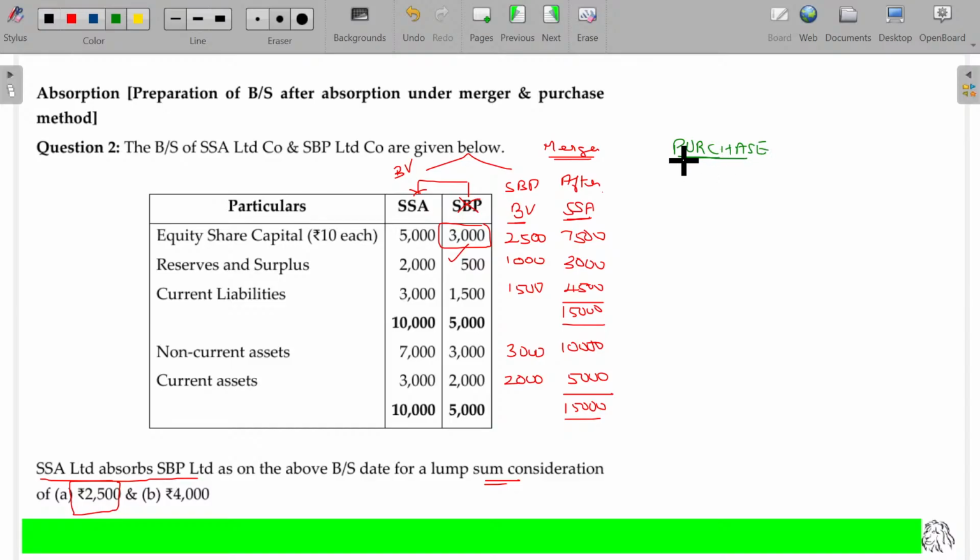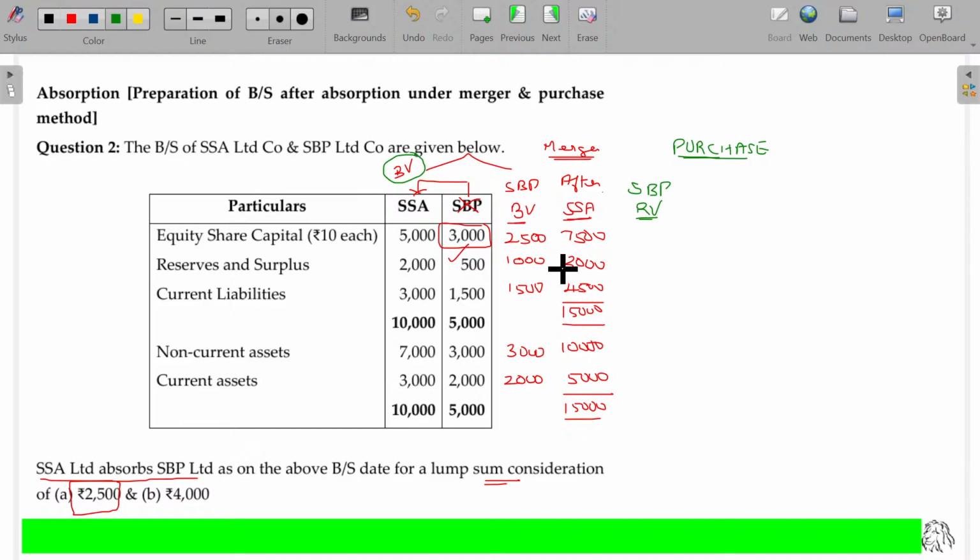SSA takes over SBB. So, SSA should appear at its own which value? Book value. But SBB will not appear anyway. We have to take it at a realizable value. Which value? A realizable value. Hereafter, SBB will not exist.